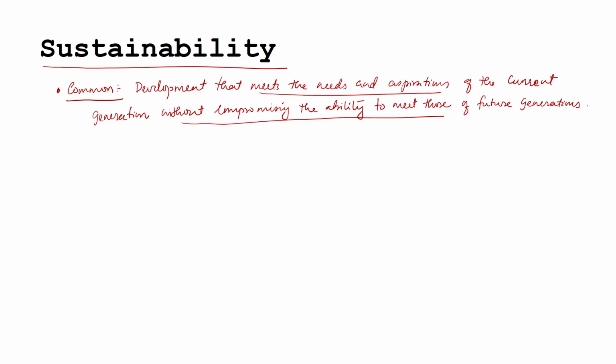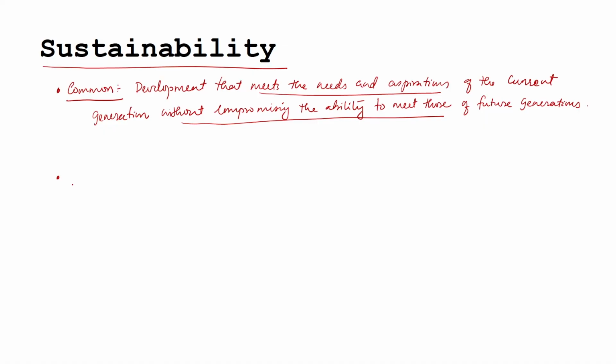So, if I am able to drive a car today which gives me 10 kilometers per liter of petrol, 3 generations down the road, they should also have the capability to drive the same or a similar car at 10 kilometers per liter of fuel. So, that aspiration of the future generation, I cannot take it away in the current one.